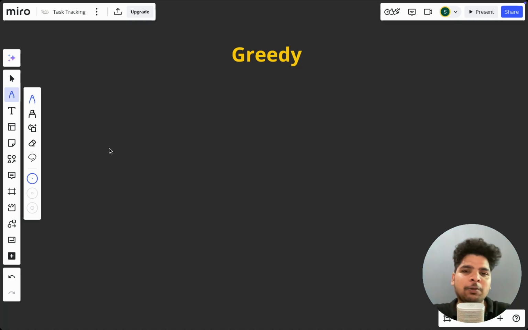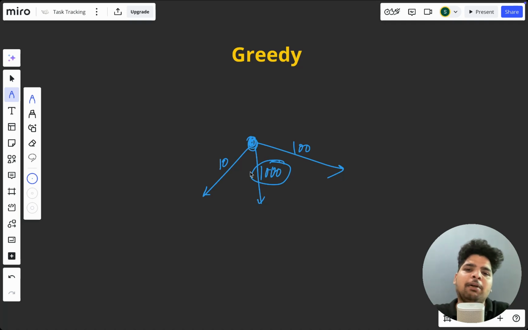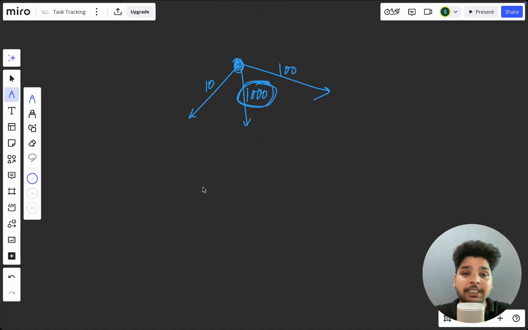Greedy means, who is a greedy person? A person who is looking for more profit, right? Let's say you are at this point. Now, if you take this path, it will profit you 10 bucks. If you take this path, it will profit you 1000 bucks. If you take this path, it will profit 100 bucks. Now, at this point, which path should you choose? Obviously this 1000, because you are greedy about that. You are only looking for the path that will make you more profit. That is basically the greedy approach.